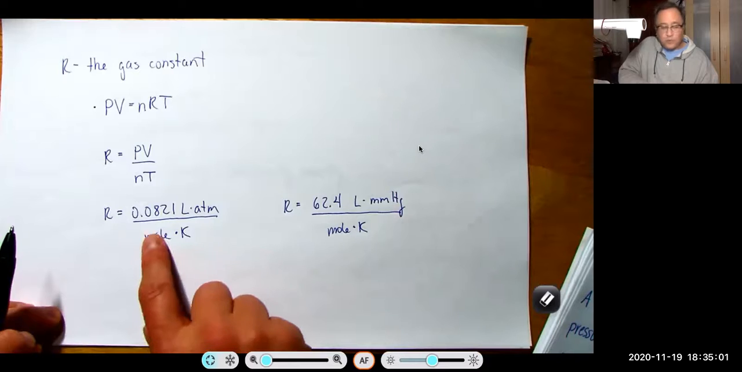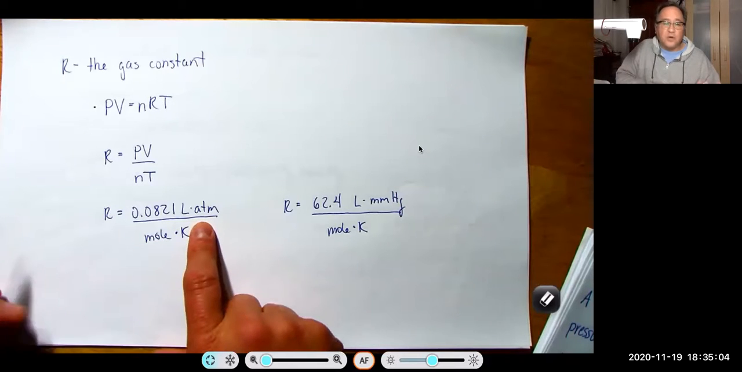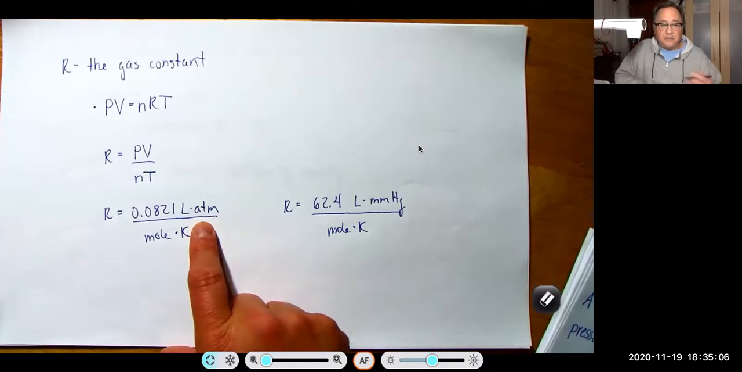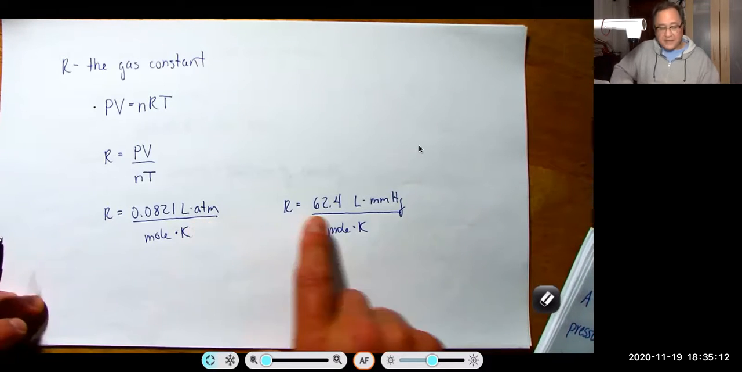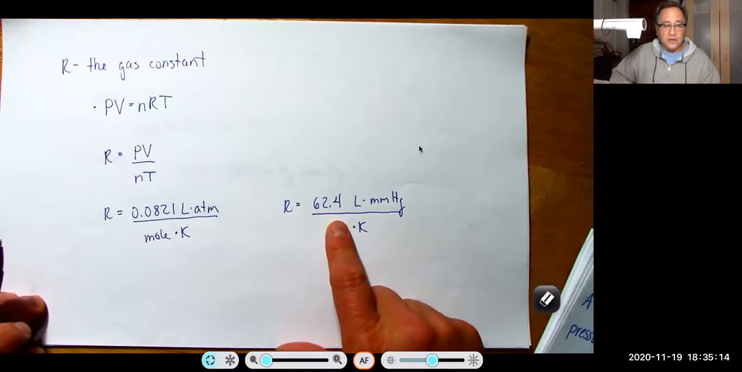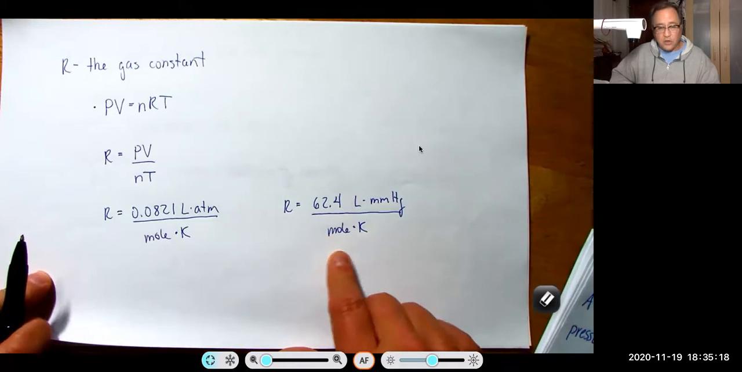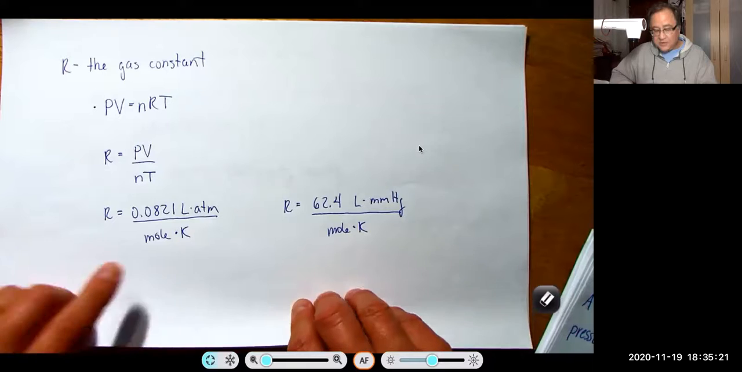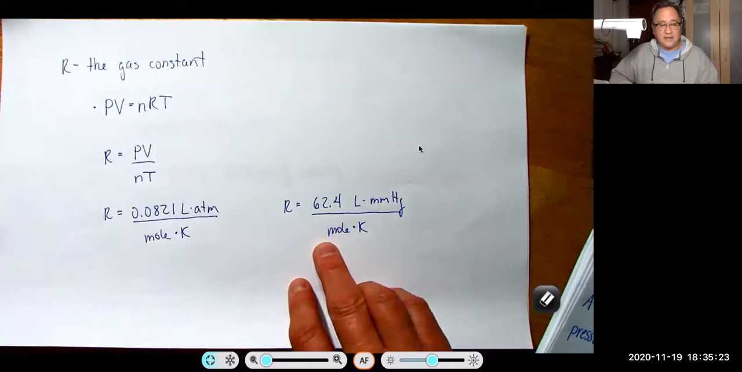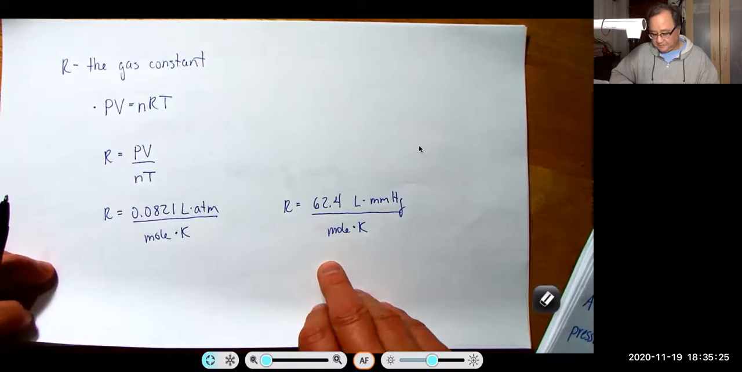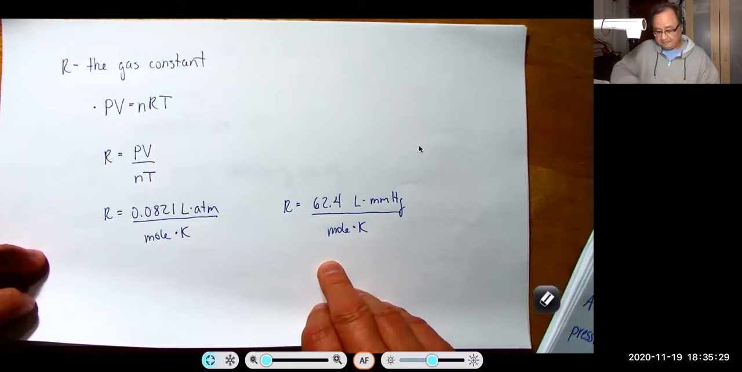Now, what if we were doing a problem where we were not given the pressure in atmospheres, but instead we're given the pressure in millimeters of mercury? What would we do? Well, it turns out that R is 62.4 liters millimeters of mercury per mole per K. These are two things that I would definitely write down on my little note card that I get for the exam.